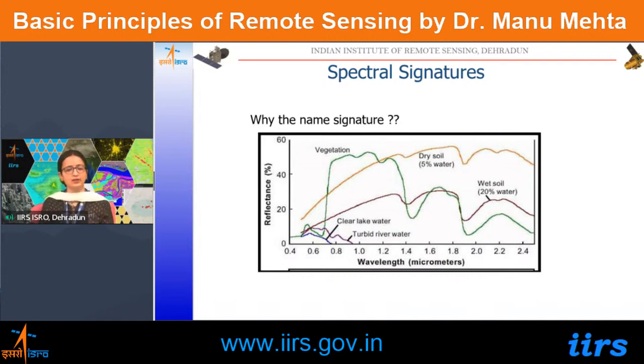The answer to why of all these questions will be covered in the forthcoming classes, especially in your visual interpretation and spectral signatures, where you will learn why different features will have different types of signatures. But you need to understand here that different features in remote sensing can be identified using their spectral signatures, right?